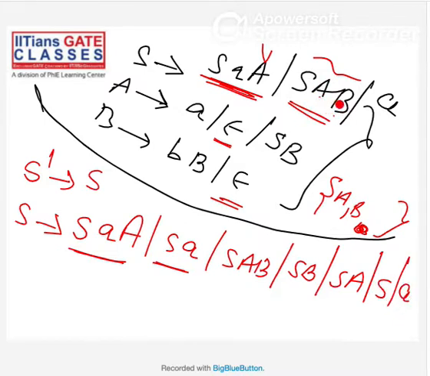So you can see basically total four cases are there. One time you are not removing A or B, another time you are removing A, another time you are removing B, another time you are removing both A and B. So this is how you can get it.